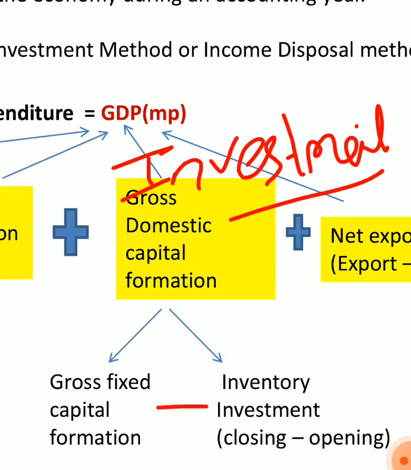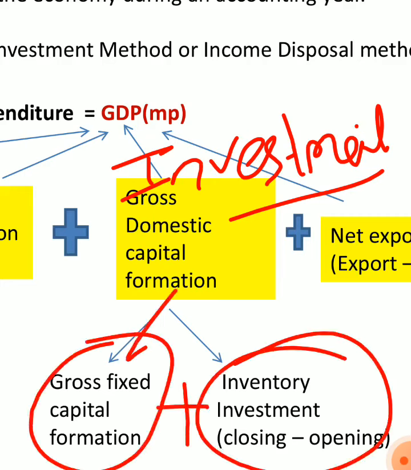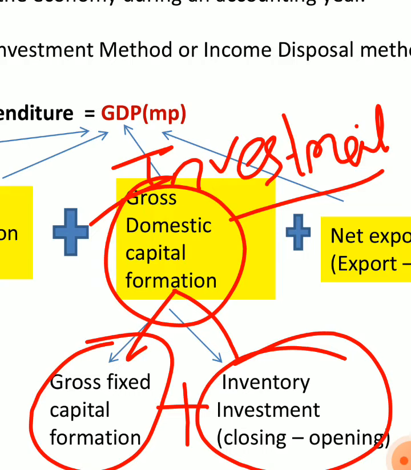By adding these two, fixed capital and inventory, you will get the gross domestic capital formation. Remember, many times confusion arises here between domestic capital formation and domestic fixed capital formation. So you have to see whether the word fixed is written or not. If the word fixed is not written, then you have to search for the inventory investment or change in stock.